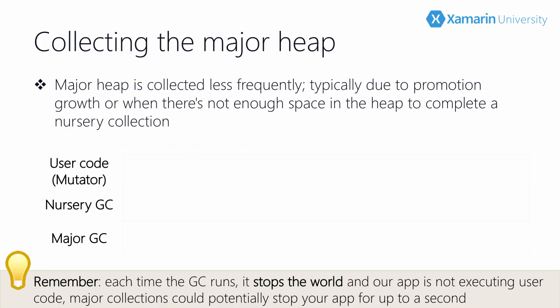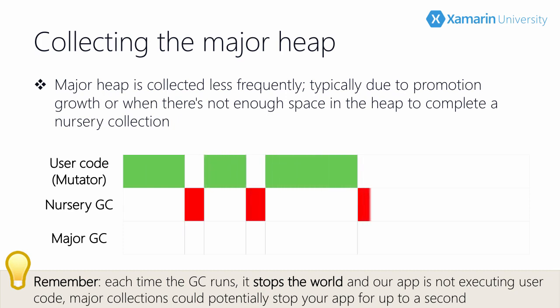So how does the major heap actually get collected? When we do a major collection, it is collected less frequently than the nursery. So the nursery collections happen all the time. In fact, what you should see is a lot more nursery collections than major heap generation collections. And it's going to look like this. Our application runs for a little while, and then it stops and does a nursery GC, stops and does a nursery GC. At some point, it decides it's going to do a major GC collection.